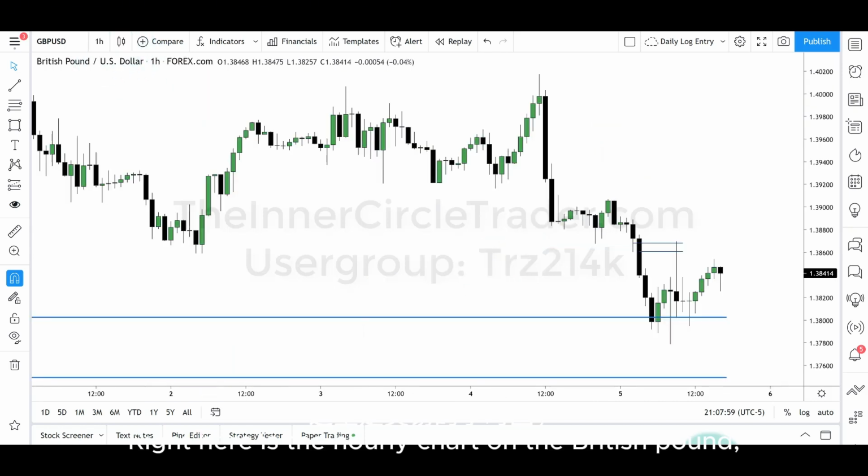All right, here is the hourly chart on the British pound, and you can see we had the market drop down on Friday. Non-farm payroll reaches up into this fair value gap, but overshoots it, goes right back up into this wick here. So then after that, it retraces lower.